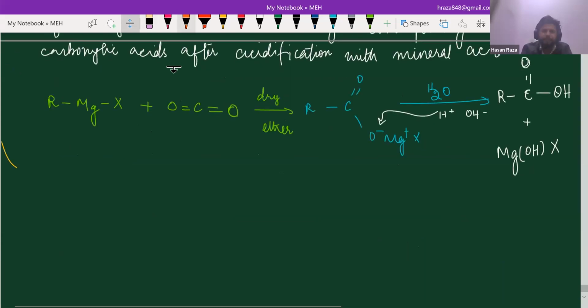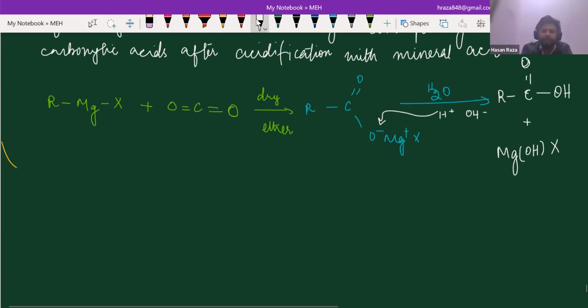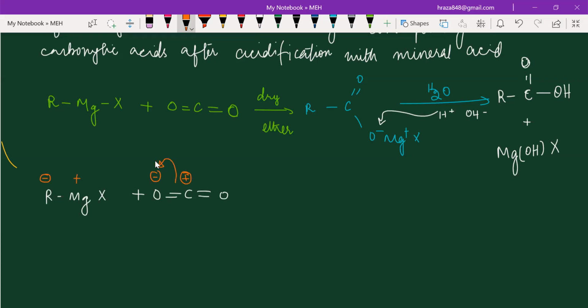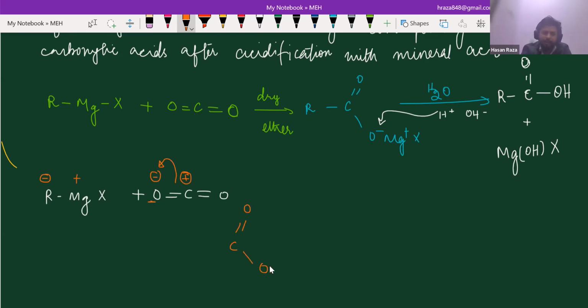Now see. Concentrate here. This is your RMgX, and this is your C double bond O and double bond O. Now, as you know that this will have positive and this will have negative side, right? And this will have positive and this will have negative side. Yes or no? This oxygen will take carbon's electron. So now it becomes C double bond O. And since this oxygen took electron from carbon, so can I write O negative?